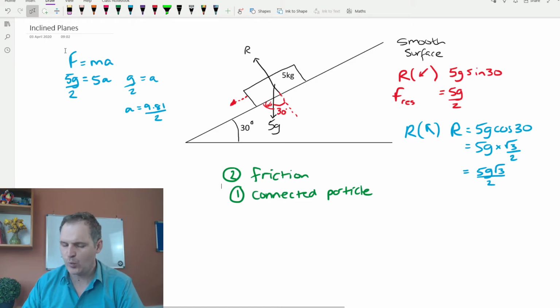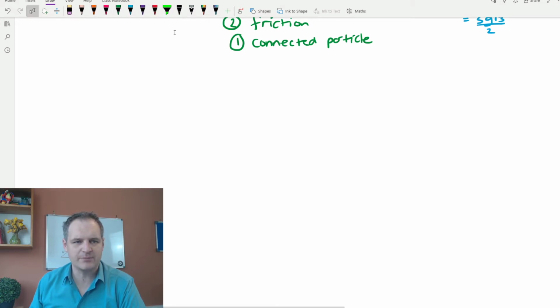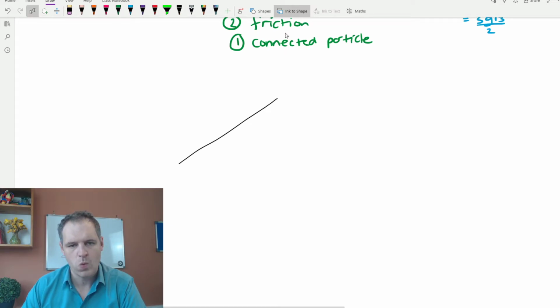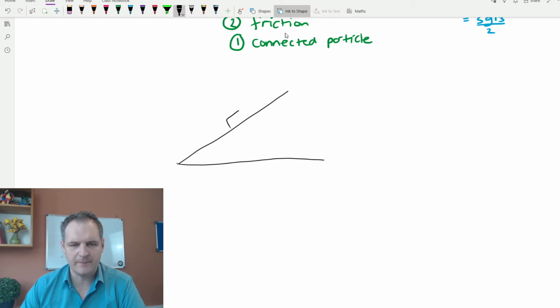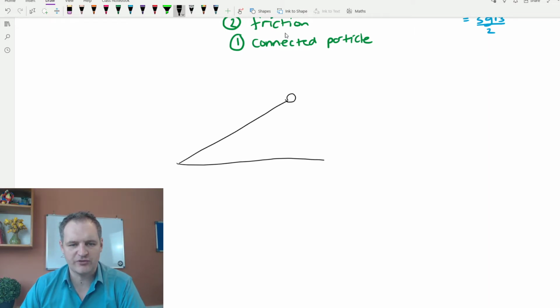Okay, so we have here, first of all, connected particles. So when I'm making my connected particle, I'm going to put another object on it. This time, at the top, we're going to have a little pulley system. Basically, we weren't happy with that coming down there, so we've got a little pulley system. And on the end of the pulley, we've got a different weight. We've got a 2 kilogram weight here and a 5 kilogram weight here.